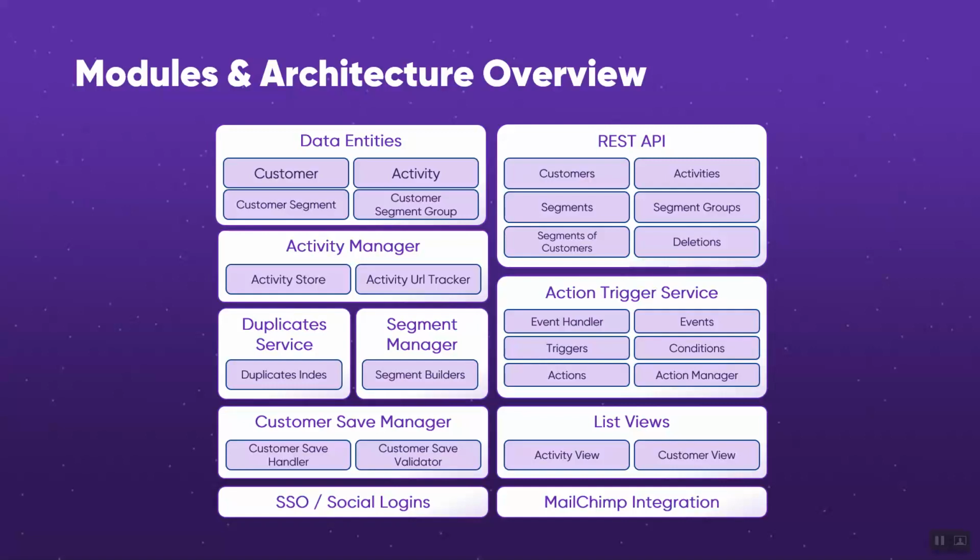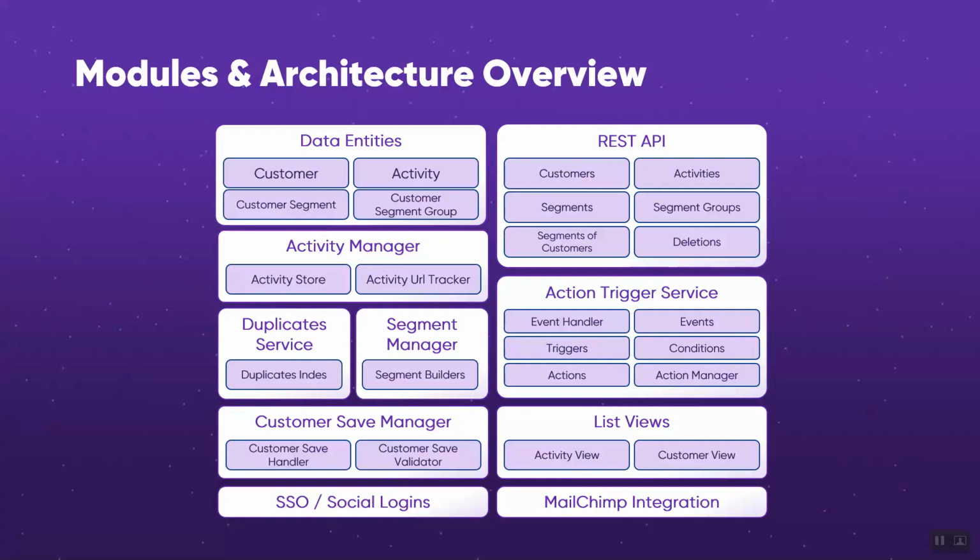Single sign-on and social logins is a functionality of the customer profile to provide social logins and these kinds of things. Then we have the MailChimp integration we have already discussed. We have certain list views that visualize all the information that is managed within the customer management framework. We'll see that in the next video when we have a look at the Pimcore backend.